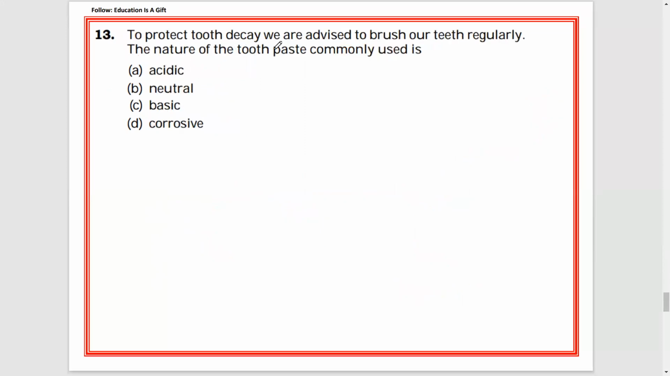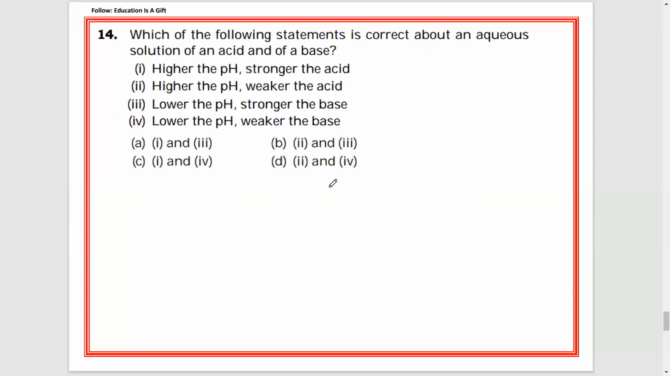13. To protect against tooth decay, we are advised to brush our teeth regularly. The nature of toothpaste: already we have discussed that the nature of toothpaste is basic. No need to go with extra explanation for that. That is a very straight question. Why should toothpaste be a base? Because the food items we are eating are acidic in nature. We need to add a base so that it will neutralize and prevent corrosion and tooth decay.